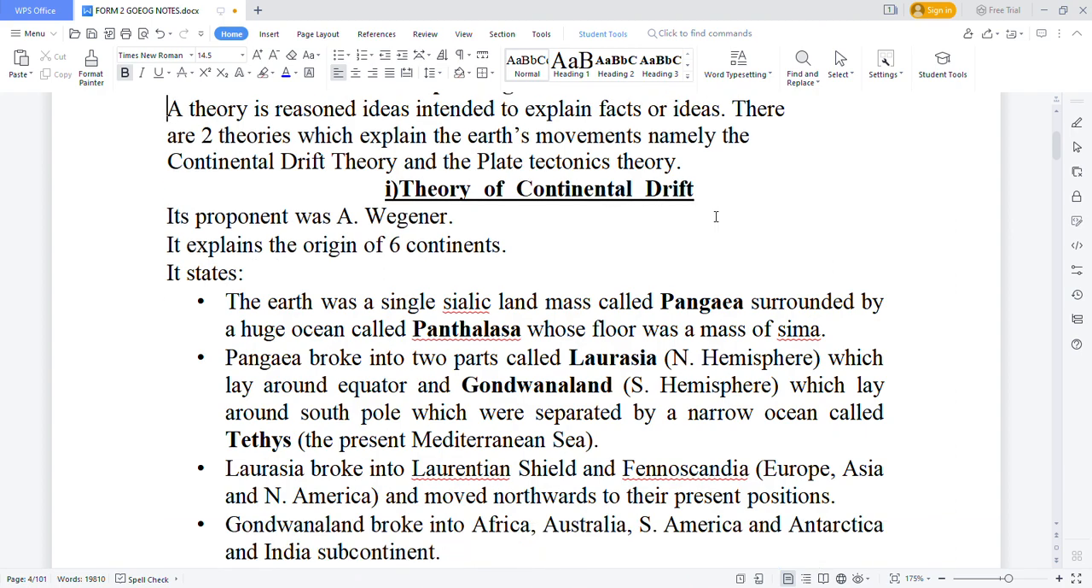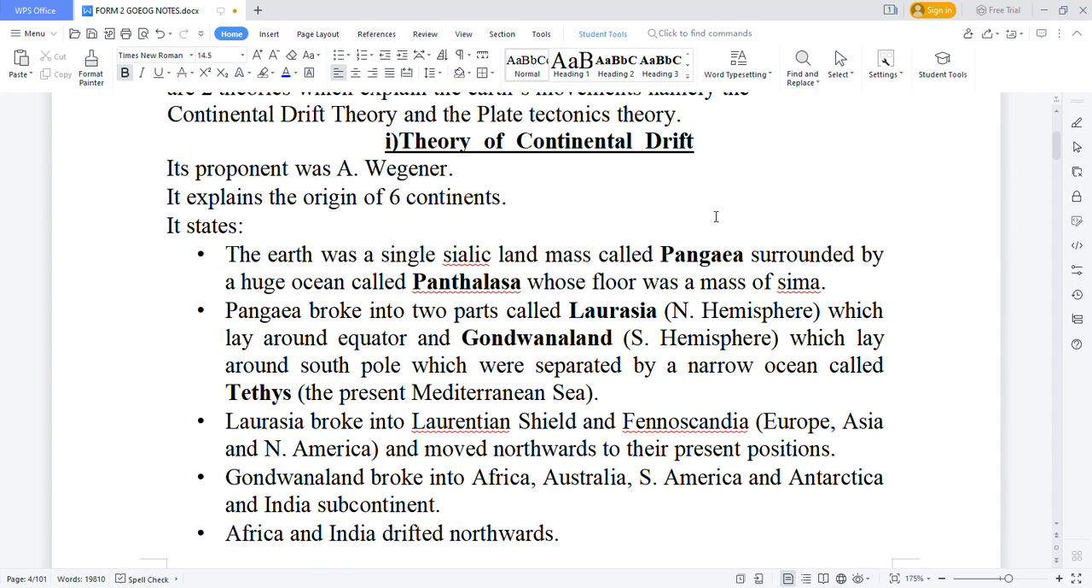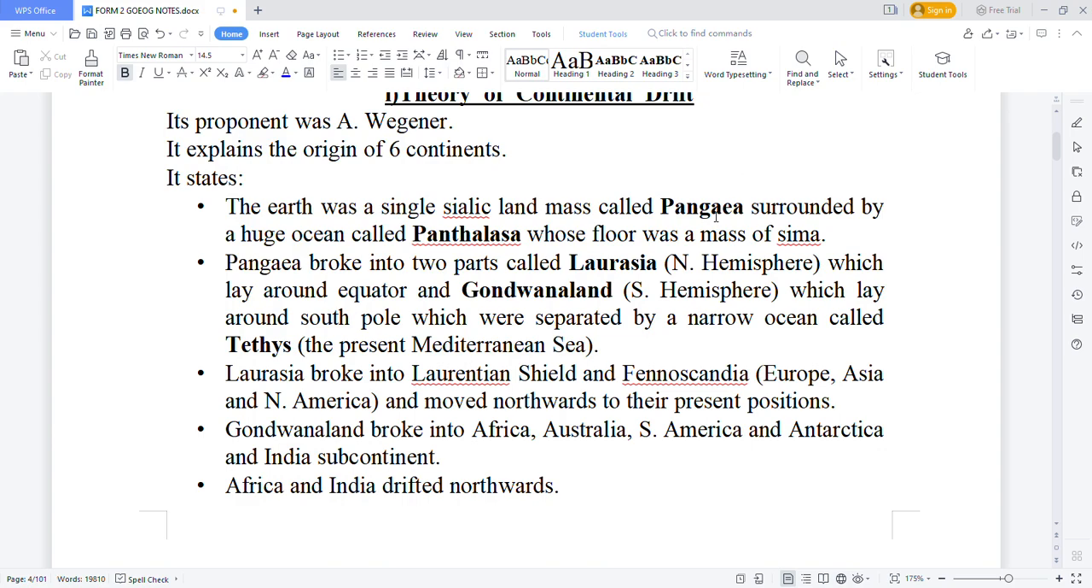Let's start with the theory of continental drift. Its proponent was Wegener. It explains the origin of the continents. What does the continental drift theory state?